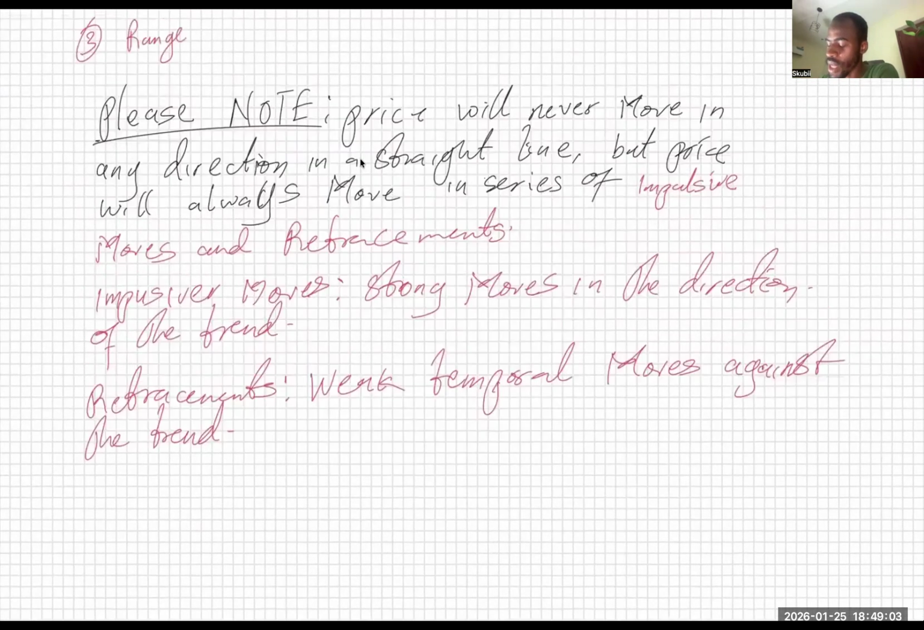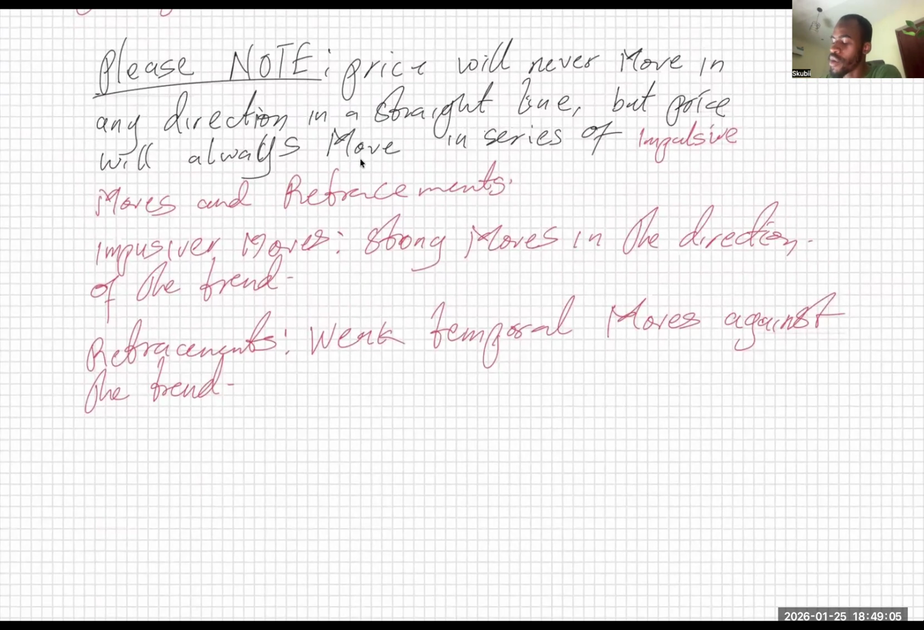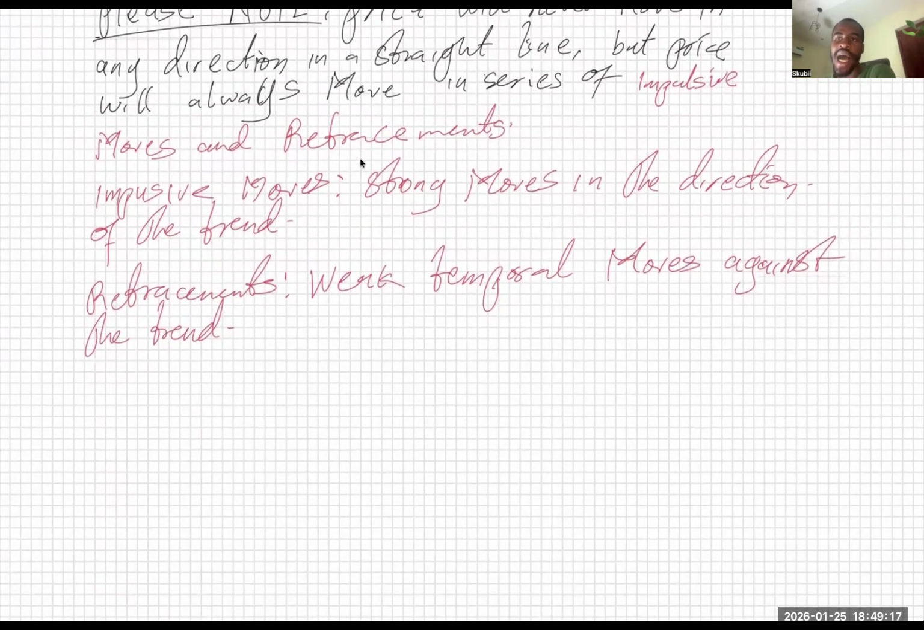So, like I said, no matter which direction price is going towards, price will never move in a straight line. Price will always move in series of impulsive moves and then retracements. Now, we're going to talk about how this plays out on our charts. Whatever trend we pick to look at, we'll look at these impulsive moves and then retracements.